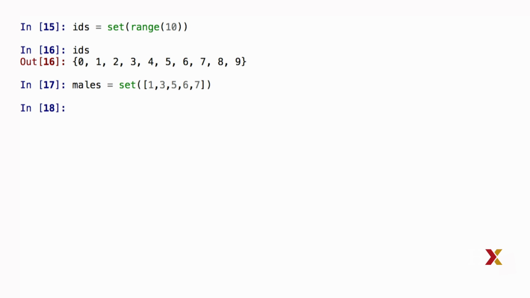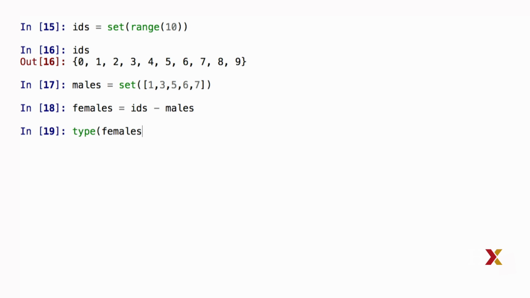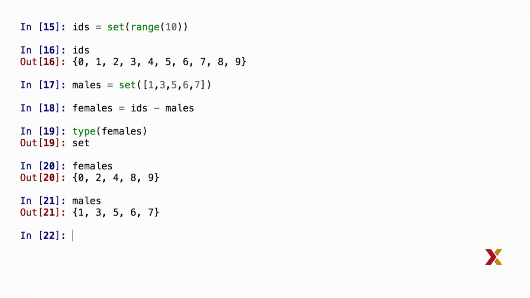I can now use the set males to define a new set that I'm going to call females. So I'm going to define females as all of the IDs minus males. If I ask Python what is the type of females, Python is telling me it's a set. I can look at the contents of that set. I can also look at the contents of my males set, and I see that these two are distinct.